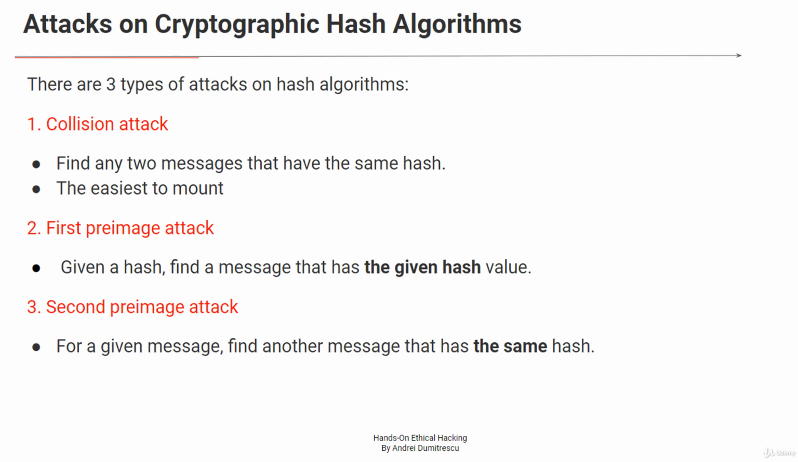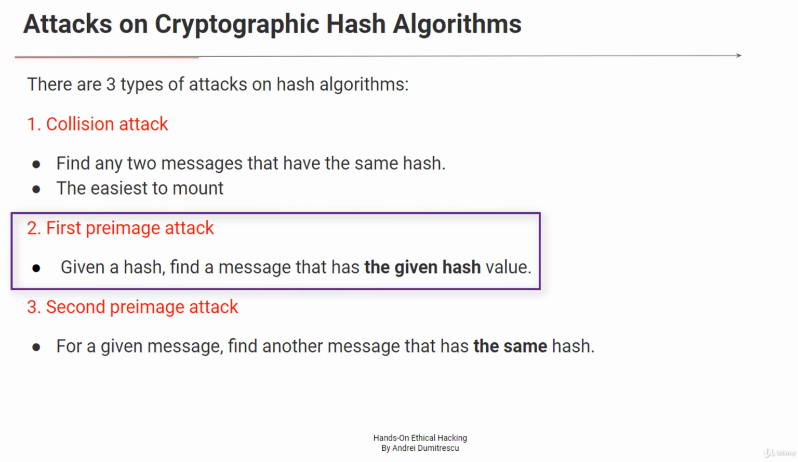Another attack on a hash algorithm is called first preimage attack, and it means to find a message that has a given hash value. If a simple collision means to find two messages that have the same hash, the first preimage attack means to find a message that has a given hash, and it's much harder to be performed but also more destructive. Imagine someone has the hash of a password and finds a completely new password, not the correct one, that has the same hash as the good one.